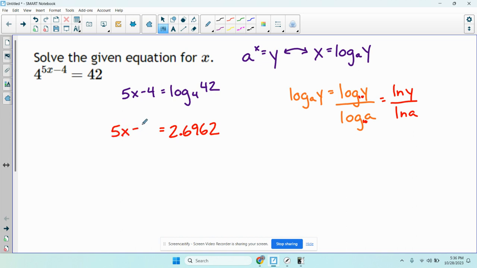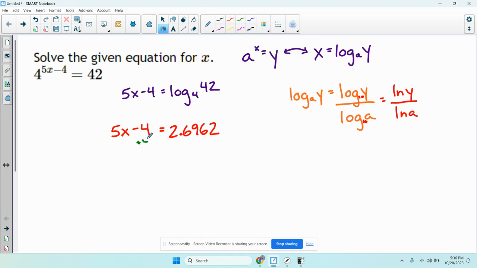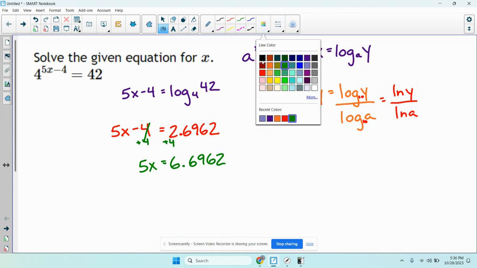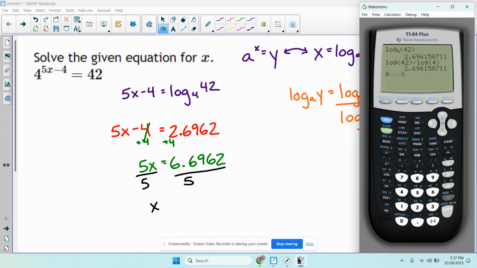Now, 5x minus 4. Add 4 to both sides. So I have 5x equals 6.6962. And lastly is to divide both sides by 5. And I get x equals, let me catch up in the calculator, plus 4. Divide both sides by 5, and I get 1.3392.